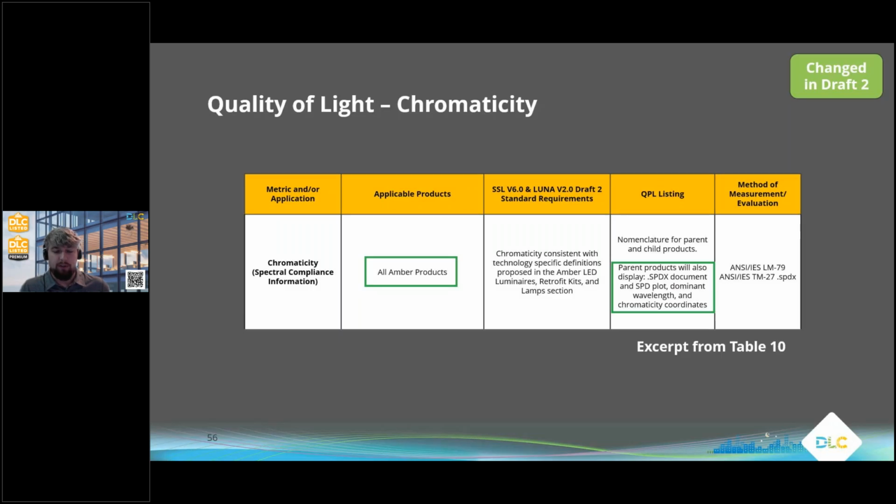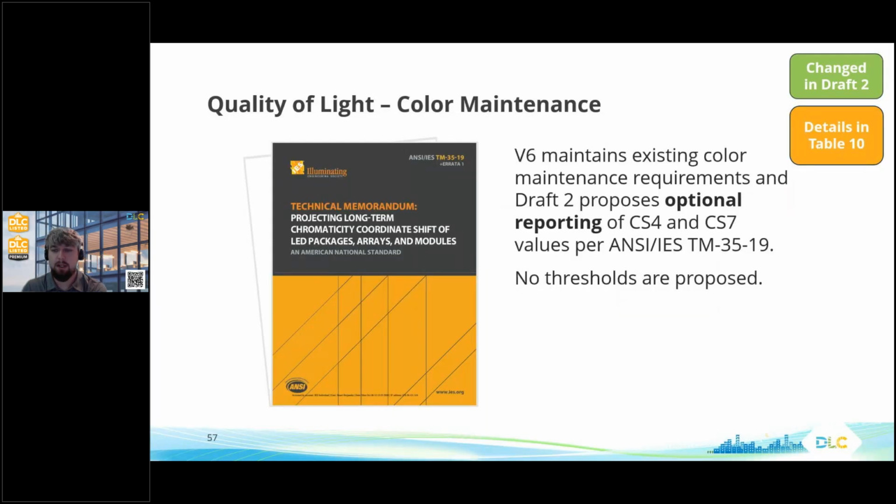All right, so now that we've gone over that, let's take a look at the color maintenance requirements that are proposed in Draft 2. So, super minor change here from Draft 1, but version 6 does maintain the version 5.1 color maintenance requirements that are already in process, and in addition to that, proposes optional reporting of CS4 and CS7 values coming from the same LM80 test data that you already have to demonstrate compliance to things like TM21 or lumen maintenance and color maintenance today, but coming from the ANSI TM35 2019 standard.